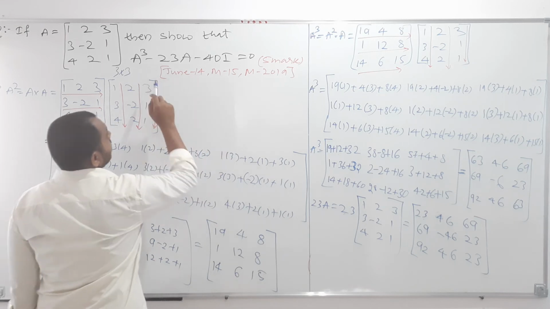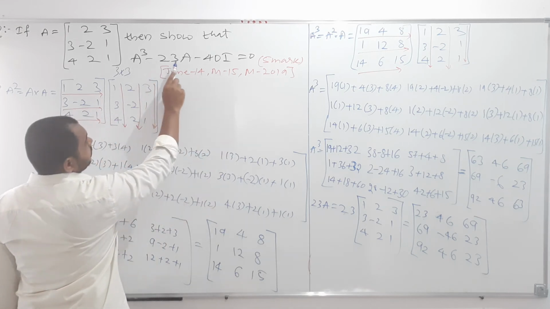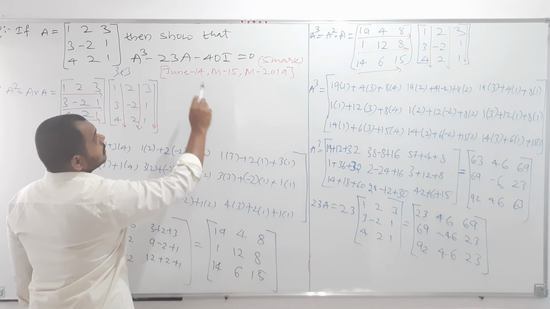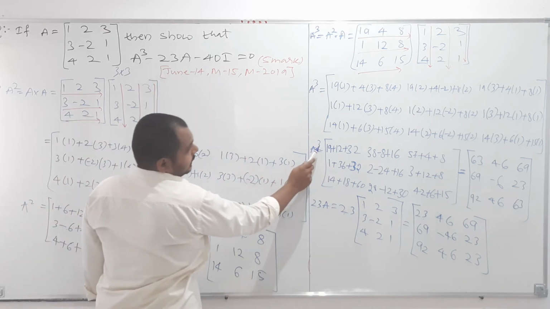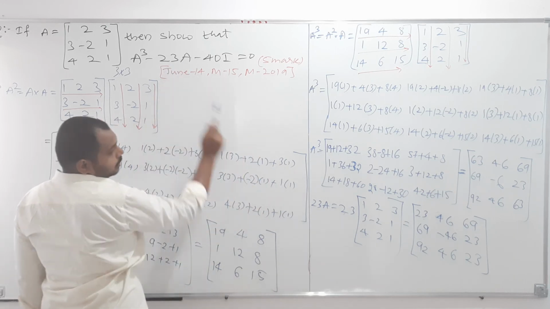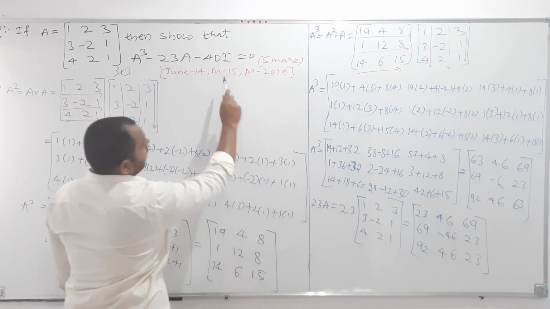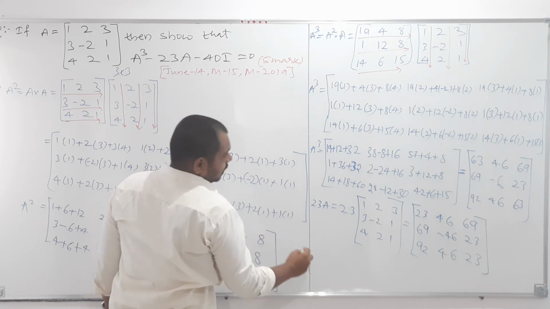Please remember, my students, what I am calculating, I should show that A cube minus 23A minus 40I is equal to 0. To solve this, I should know the values of A cube. Therefore, I calculated the A cube value here, and 23 into A value also I got, and next 40 into I. So what is 40 into I, my dear students?